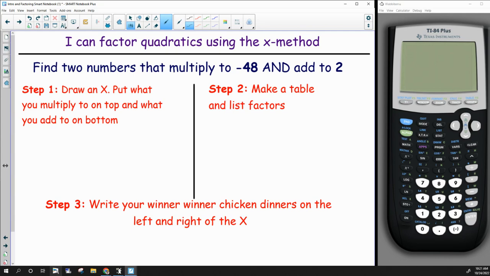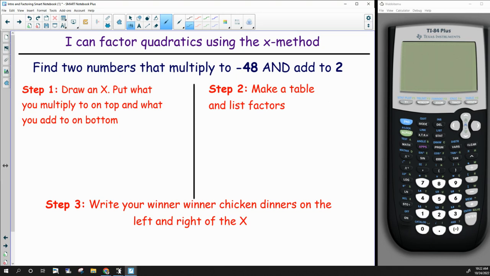We need to find 2 numbers. They can be the same number. They could be different numbers. They could be positive, negative. Who knows? But we are trying to find 2 numbers that when you multiply them together, they give you negative 48. But when you add them together, you get 2.